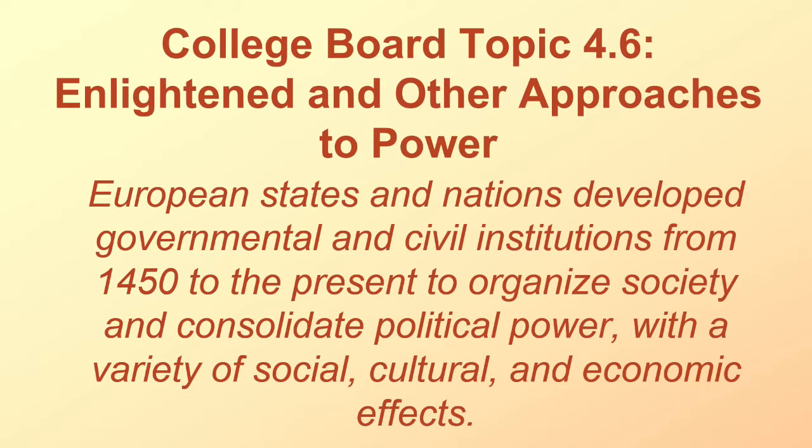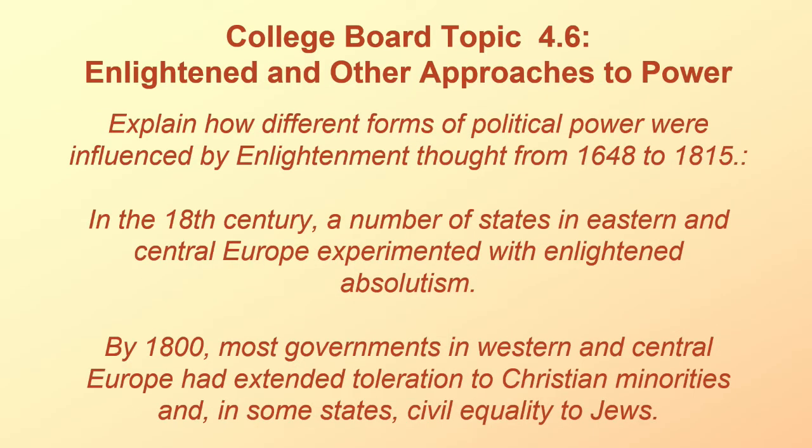European states and nations developed governmental and civil institutions from 1450 to the present to organize society and consolidate political power with a variety of social, cultural, and economic effects. Explain how different forms of political power were influenced by Enlightenment thought from 1648 to 1815. Well, in the 18th century, a number of states in Eastern and Central Europe experimented with Enlightened Absolutism. By 1800, most governments in Western and Central Europe had extended toleration to Christian minorities and, in some states, civil equality to Jews.